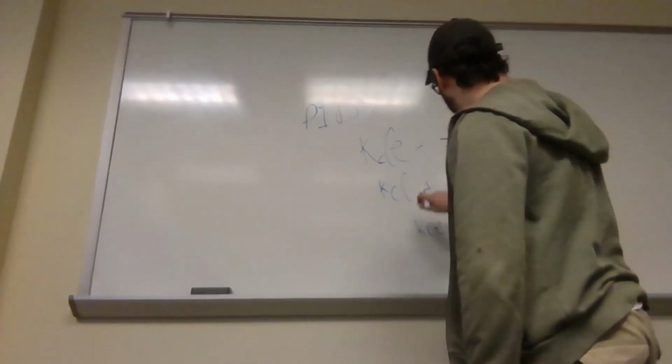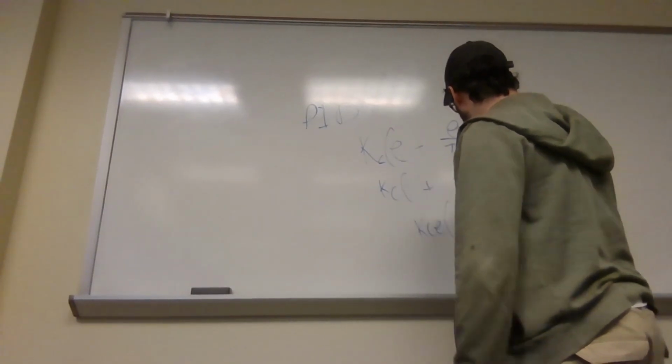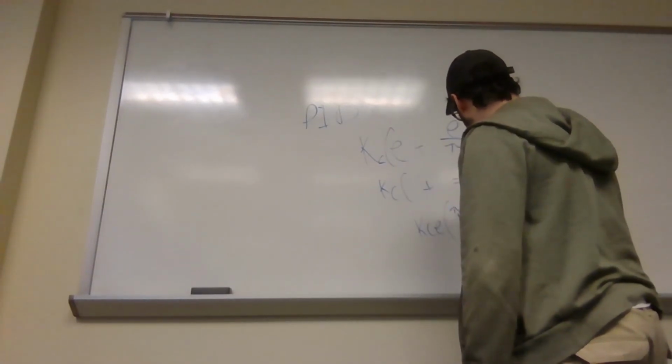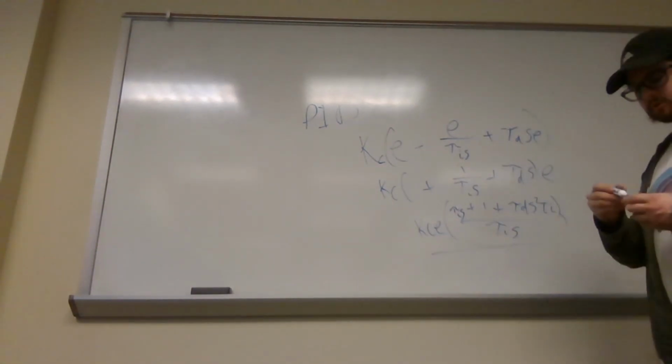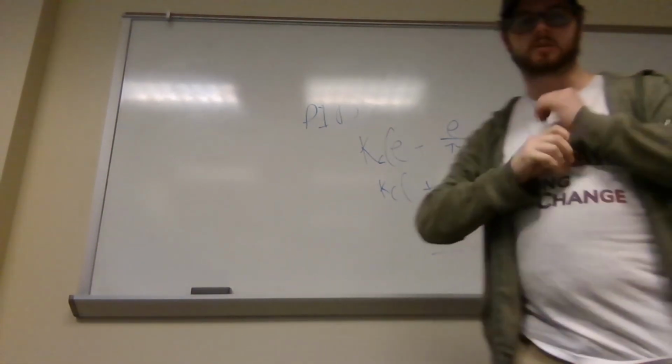Actually, I'm still wrong a little bit. It's supposed to be tau I s. And then you have your final PID controller transfer function.